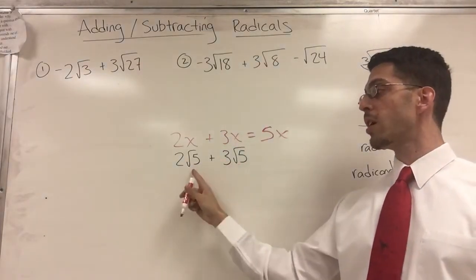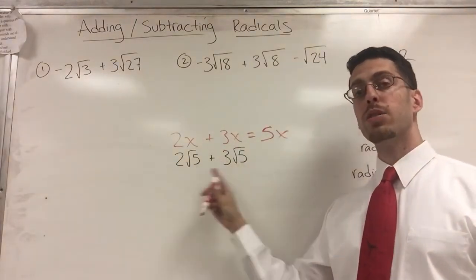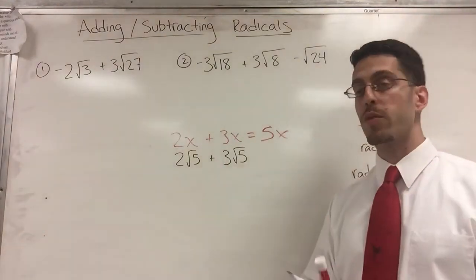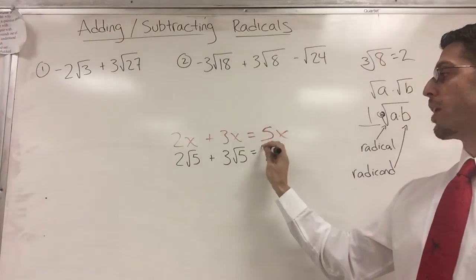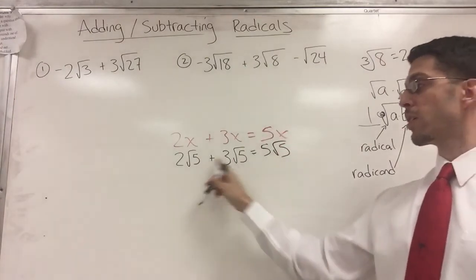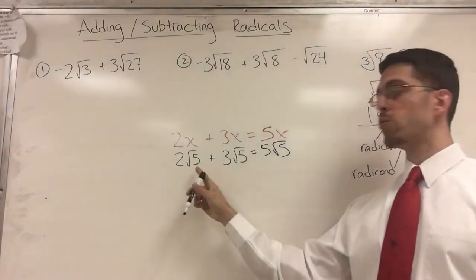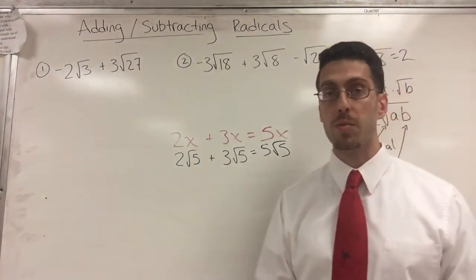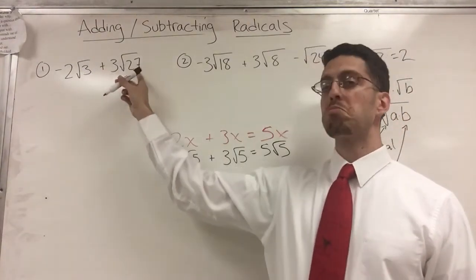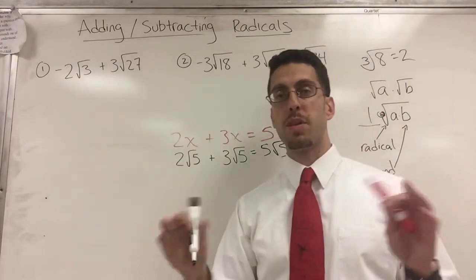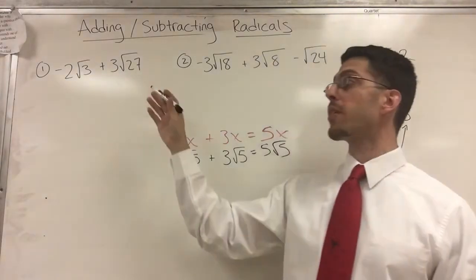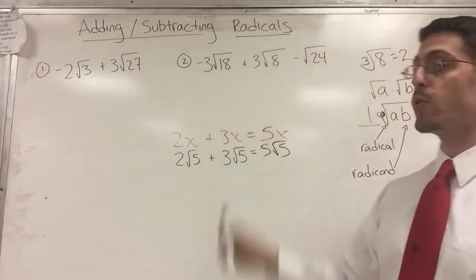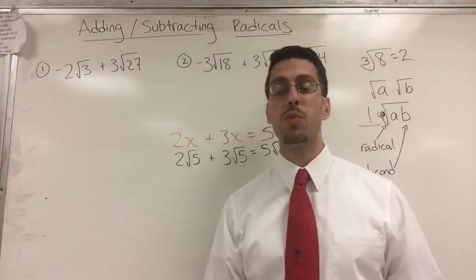So if I look here, I have the same radical, so that means I have like terms. Again, same rule, I just add the coefficients and I get 5 radical 5. Notice I didn't change the x, and you don't change the radicand either. Keep it, it's considered like terms. So when I go here, you can't add the insides because they're not like terms. So there's nothing you can do, you're done with the problem. Let's move on. 18, 8, and 24, again, there's nothing you can do, so you're done with the problem.